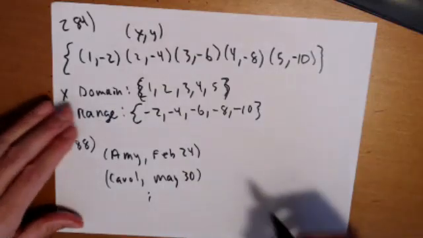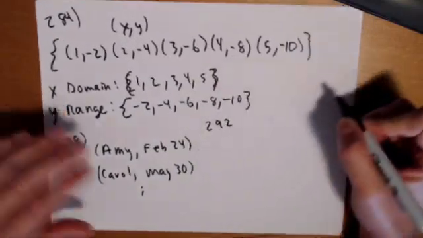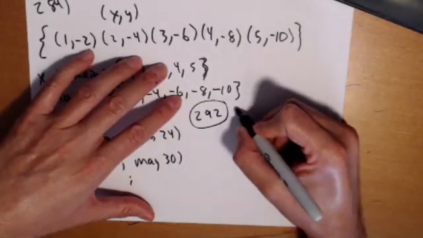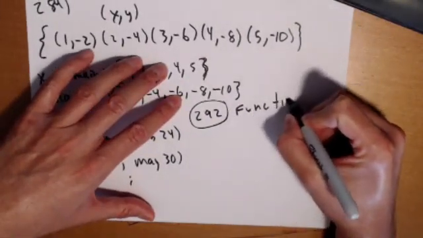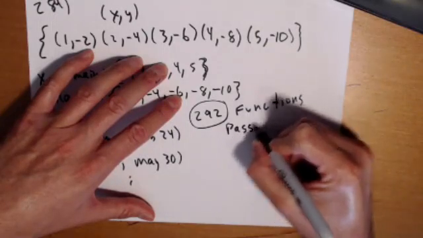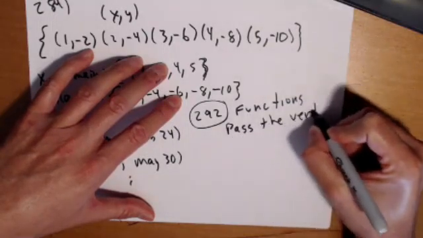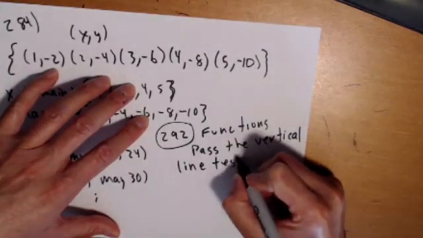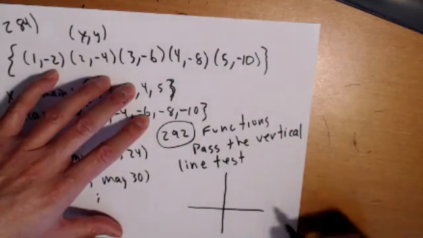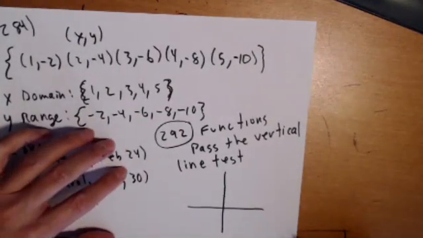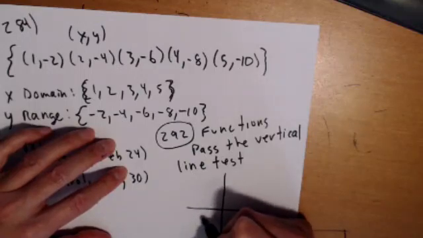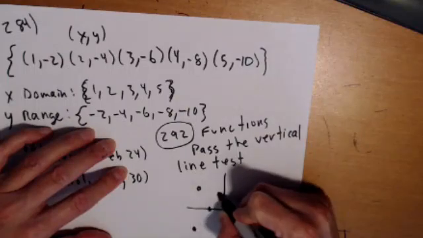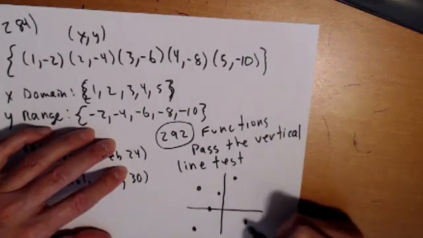292. Okay, so now 292 is getting a little bit more interesting. Functions pass the vertical line test. So in 292, they give us a picture with some blue dots. If I draw the dots, I'm not going to draw them very well. Dot, dot, dot, dot, dot, dot.